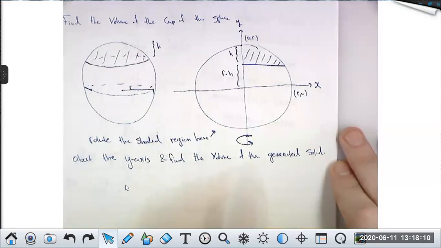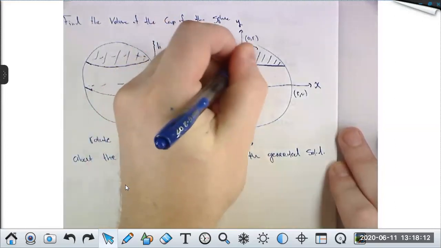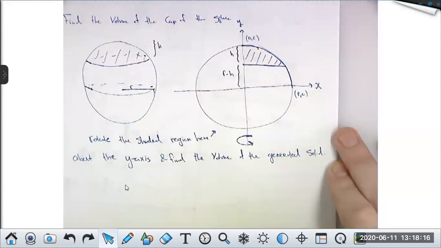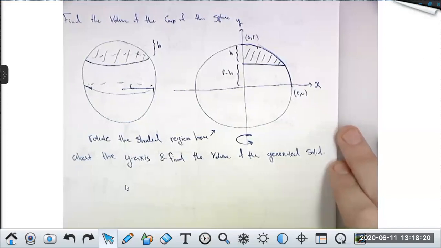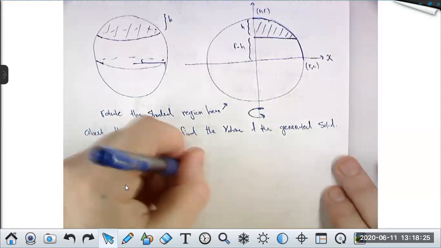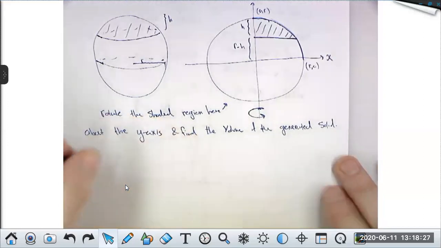To do that, I'm going to need the equation for this circle. I'm also going to need to set up like a disk-washer type thing. So I'm going to redraw the quadrant 1 piece there. I'll redraw the whole thing down here nice and big.